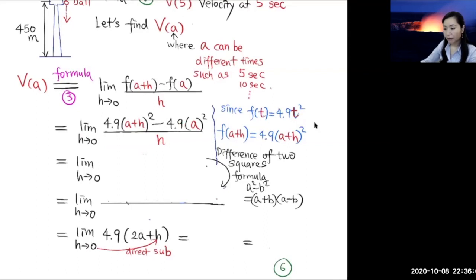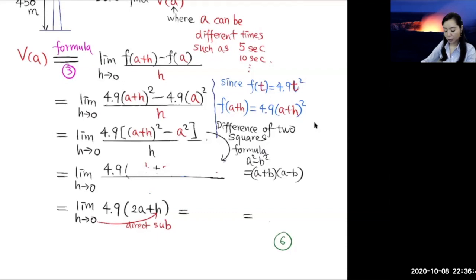Over here, you can take out the common factor 4.9, and then we can use the difference of two squares formula to factor a plus h squared minus a squared. So you get a plus h plus a, times a plus h minus a, and 4.9, you just carry that down. Now notice that a plus h minus a is equal to h, so that will cancel out. And this part simplifies into 4.9 times 2a plus h.